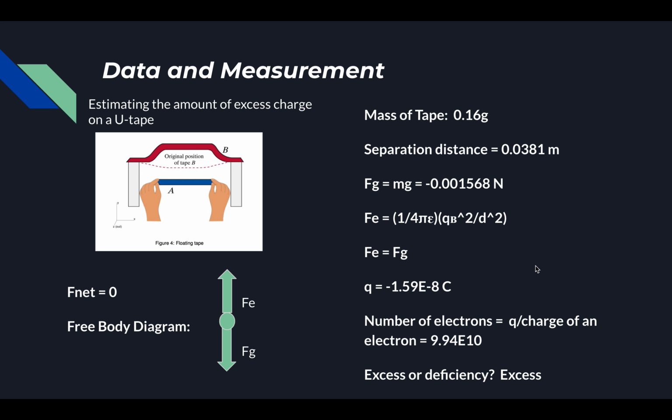So knowing the mass of the tape, we can solve for the gravitational force, and then using this and the distance between the tapes, we can actually calculate the charge on the tape. And I found that the charges on each of the tapes were negative 1.59 times 10 to the negative 8 coulombs. And then using this information, we were actually able to find the number of electrons, which was 9.94 times 10 to the 10th. And because the charge was negative, there must be an excess number of electrons on the tape.